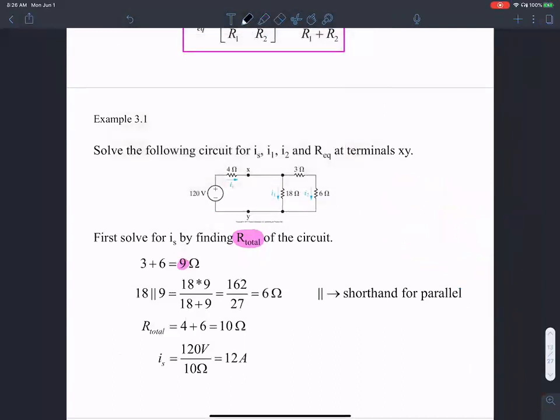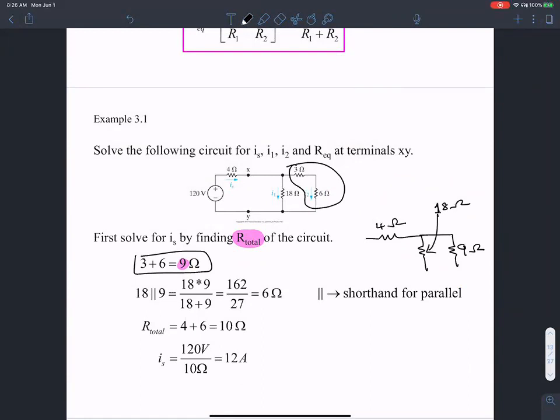So the first simplification is that these two are in series, so I'm going to replace them with their equivalent. 9 ohms is the equivalent, and then this is, of course, 18 ohms, and this one is 4 ohms. Now notice that the 18 ohms is in parallel to 9 ohms.